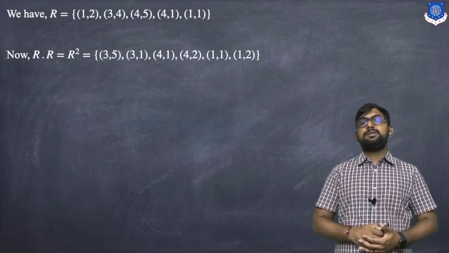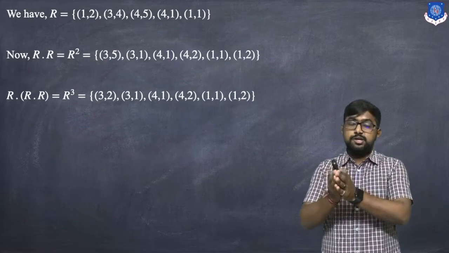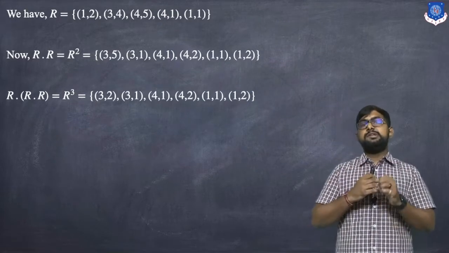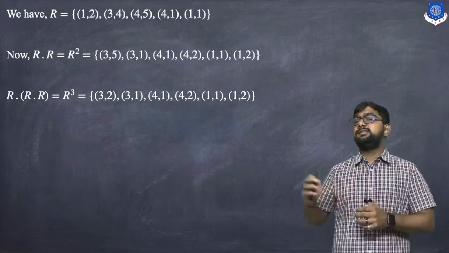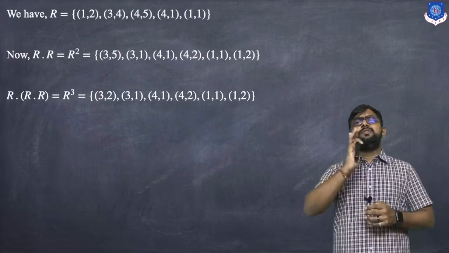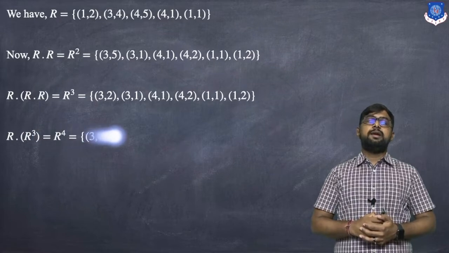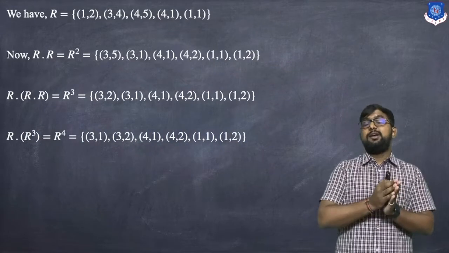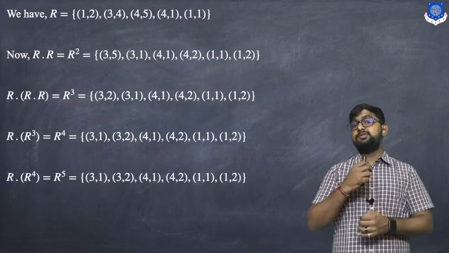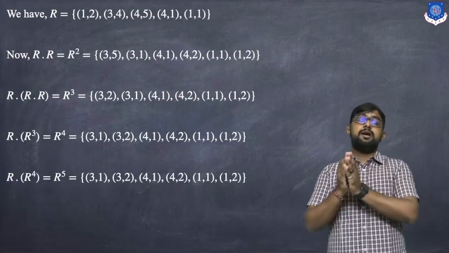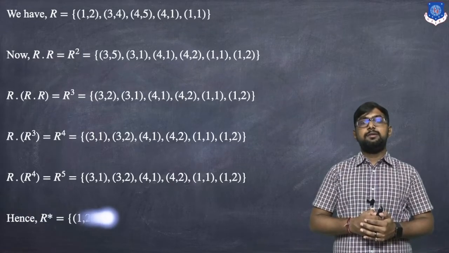So now next R cube. That is R composition R square. So we will have to consider the points of R and points of R square. If you find this, you will get the answer (3,2), (3,1), (4,1), (4,2), (1,1) and (1,2). And in the same manner you will get R raised to 4, that is R composition R cube, and also in the same manner you will get R raised to 5, that is R composition R raised to 4. So the final answer will be like this.